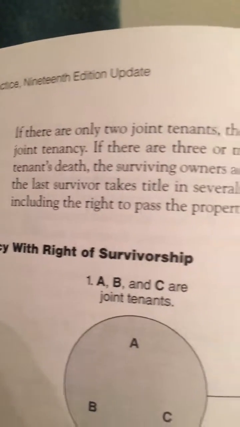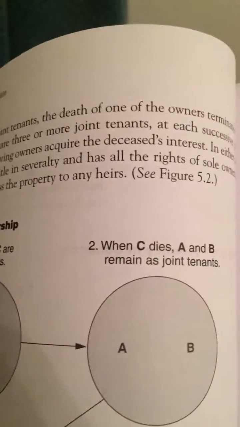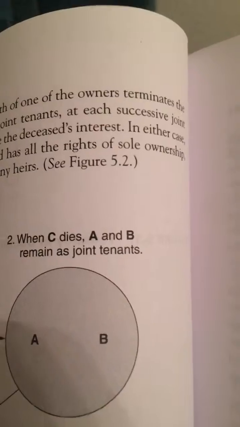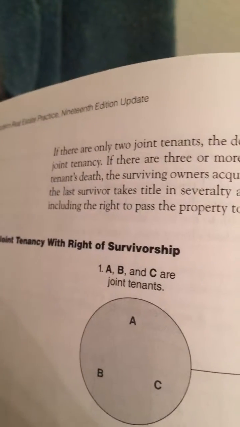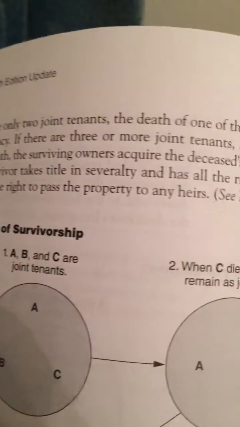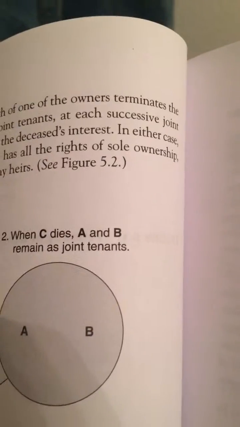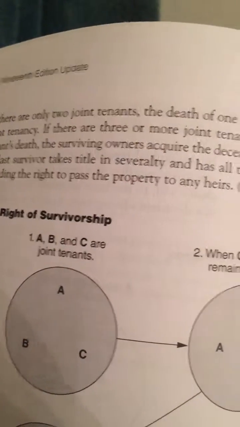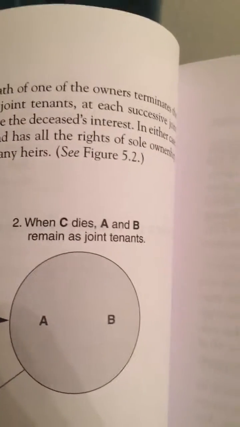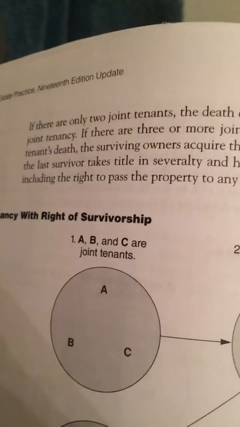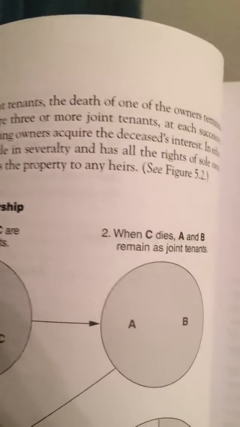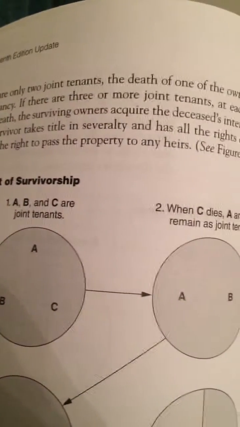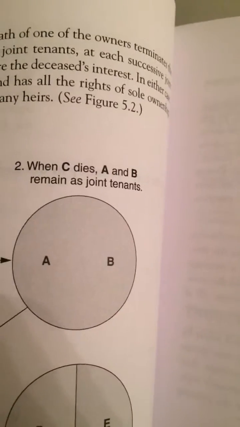Modern Real Estate Practice, page 70. If there are only two joint tenants, the death of one of the owners terminates the joint tenancy. If there are three or more joint tenants, at each successive joint tenant's death, the surviving owners acquire the deceased interest. In either case, the last survivor takes title in severalty and has all the rights of sole ownership, including the right to pass the property to any heirs. See Figure 5.2.